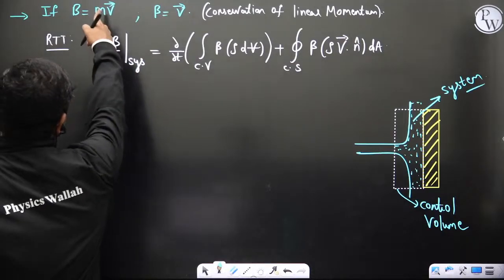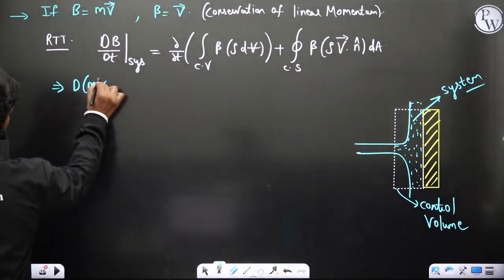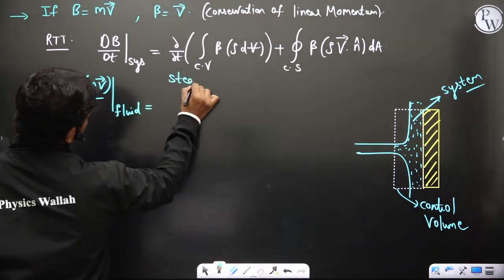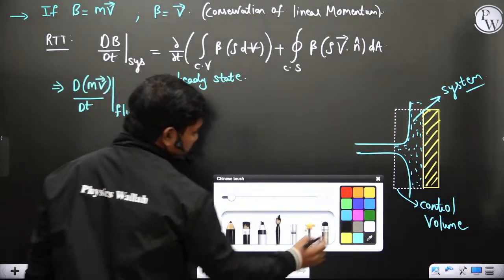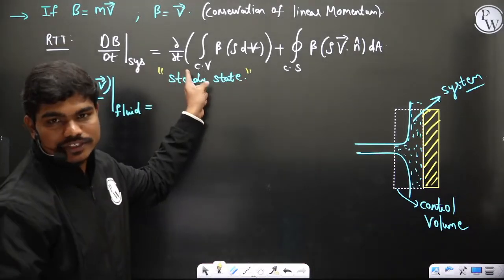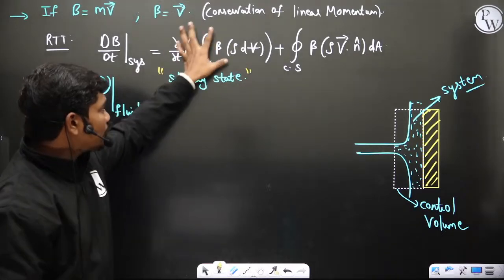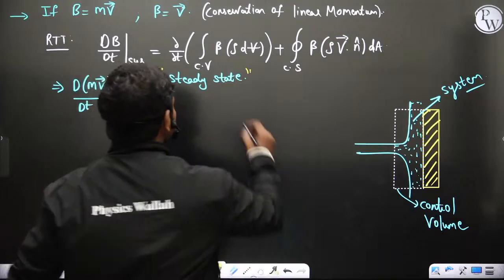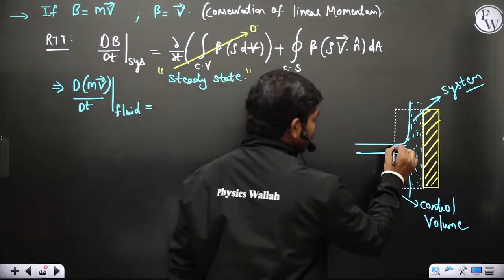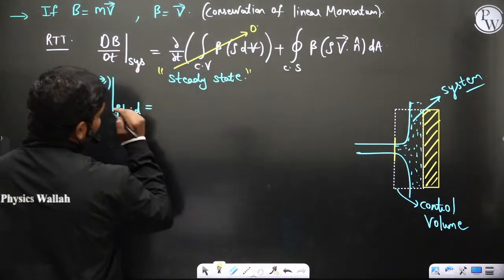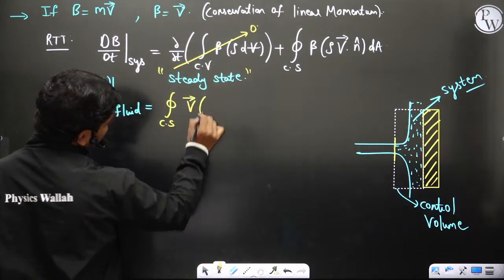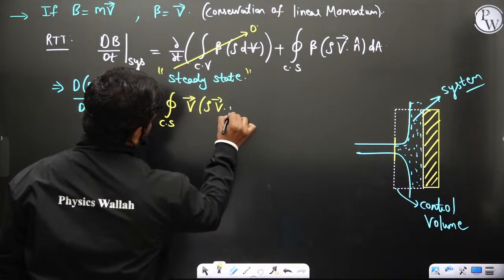Now if you apply this for B equal to mv, d/dt of the momentum of the fluid is equal to, for simplicity, let us take steady state. When you take steady state, what happens to this time derivative? It's a partial derivative, the rate of change of this quantity with respect to time. What is this value? 0. So this term is 0. Then the control surface term remains, beta rho v dot n cap dA. Let us see what's happening here. The force on the fluid is equal to the integral over the closed control surface of v times rho v dot n cap dA.